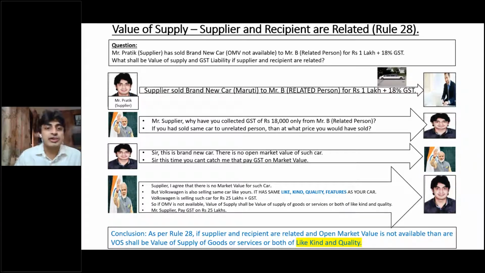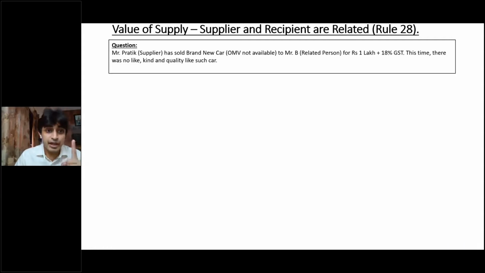Now I sold the third car. See this. This time I again sold a brand new car whose open market value was not available. How much did I sell for? 1 lakh plus 18% GST. Now see what I did. I sold such a car that there was no like, kind or quality. There is no such car in the market. Now, what will be the value of supply and the GST liability?